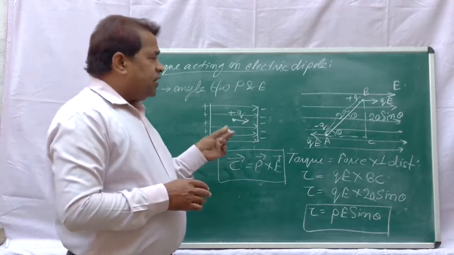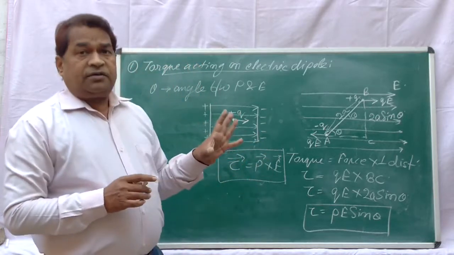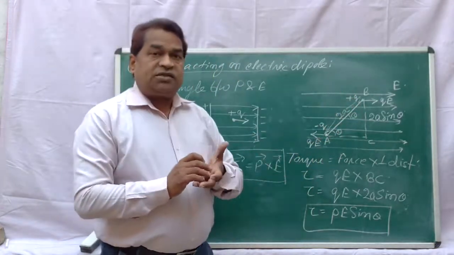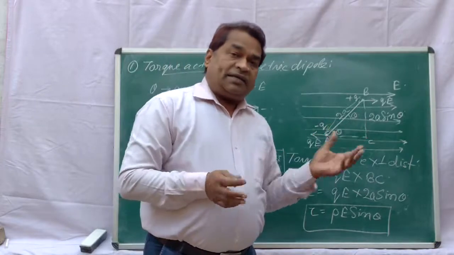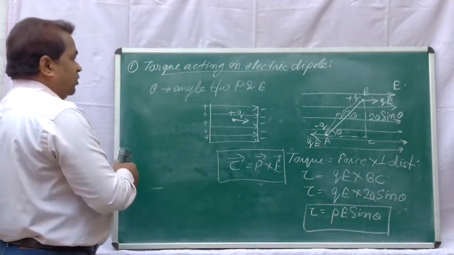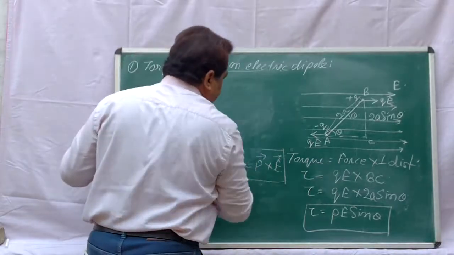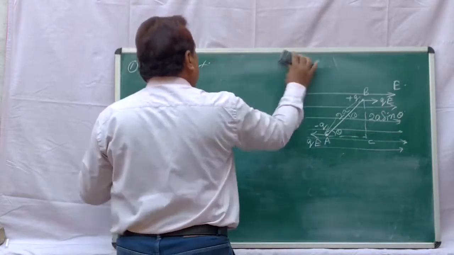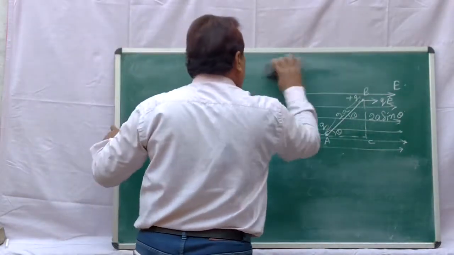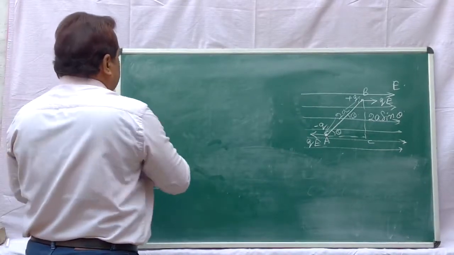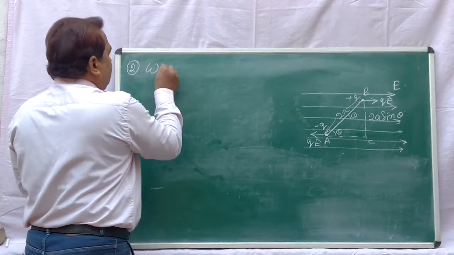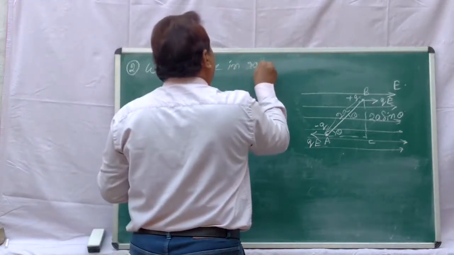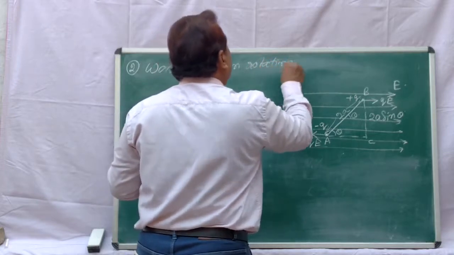Now second, we are going to look at the amount of work done. When the dipole is rotated in an electric field due to some external source, there will be some work done. So let us see how we will calculate that work done. This is the second article, work done in rotating a dipole.